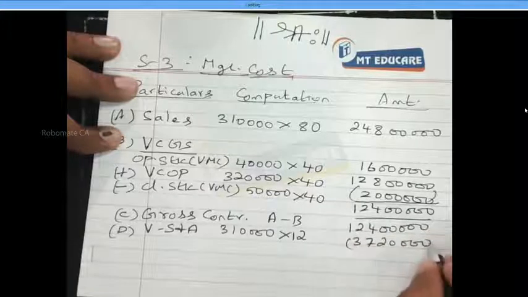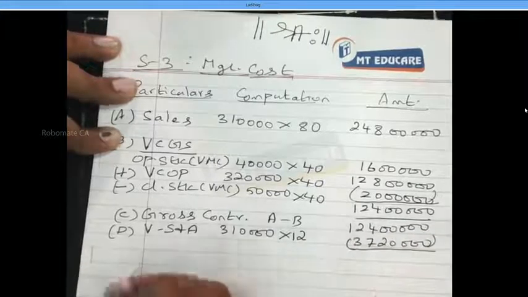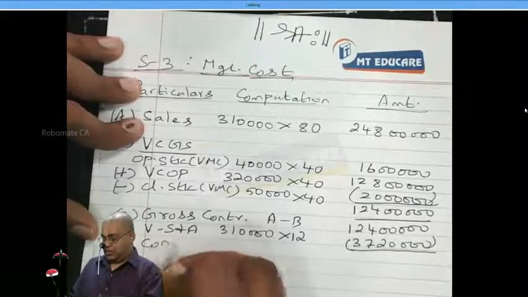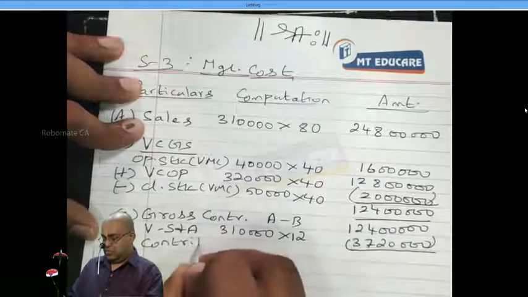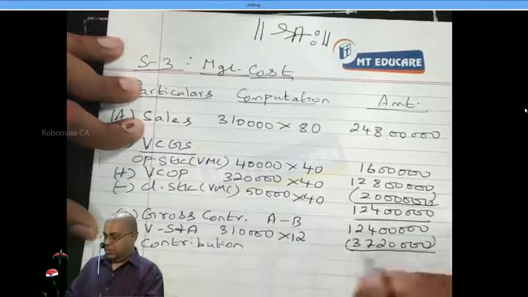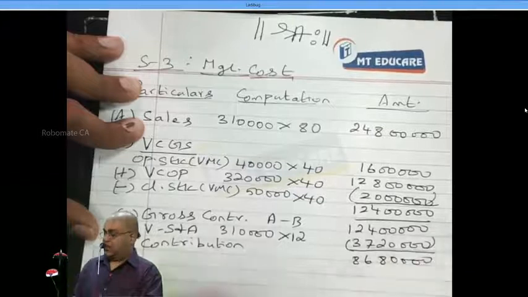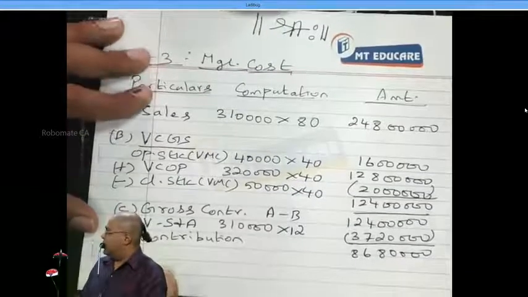When I reduce this variable administration and selling expense, capital E, I get what? Contribution. How much contribution? 86 lakhs 80,000. Contribution is 86 lakhs 80,000.